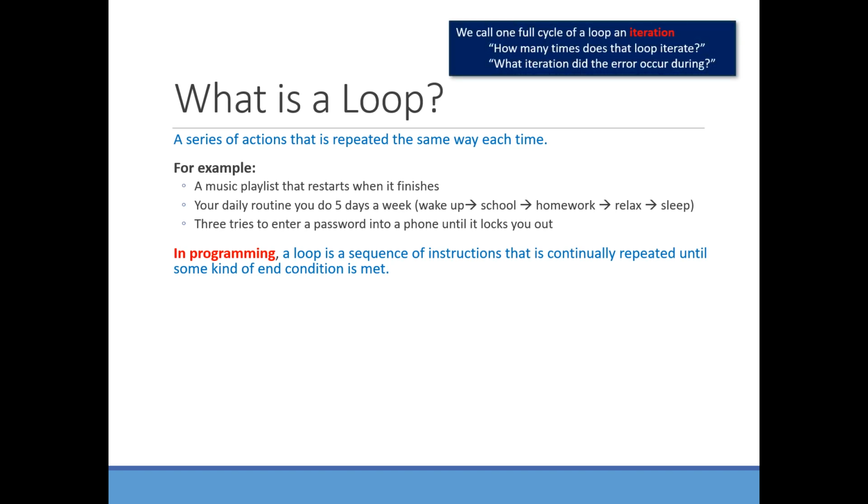So in programming, we use the term iteration to represent one full cycle of a loop. So I might say, hey, how many times does that loop iterate? Or what iteration did that error occur on? So this gives us a more formal way of saying a cycle of a loop.